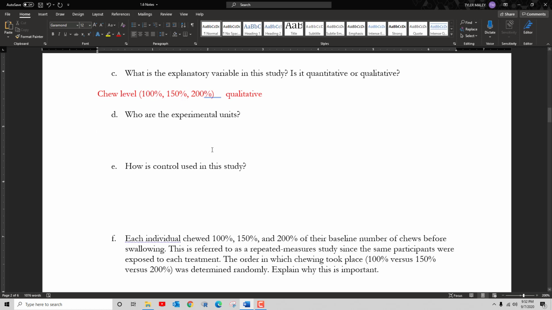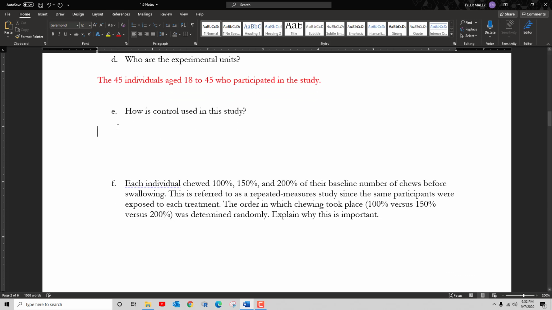Part D, what are the experimental units, right? The experimental units are the 45 individuals aged 18 to 45 who participated in the study, right? So then the next item says, how is control used in the study? So control is used by determining a baseline number of chews.